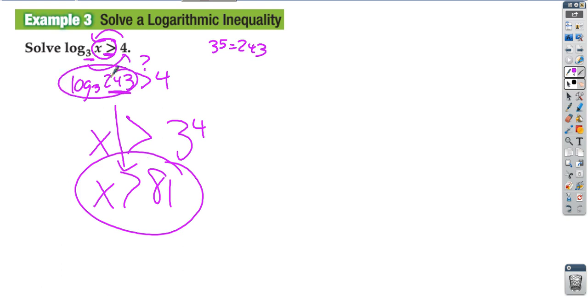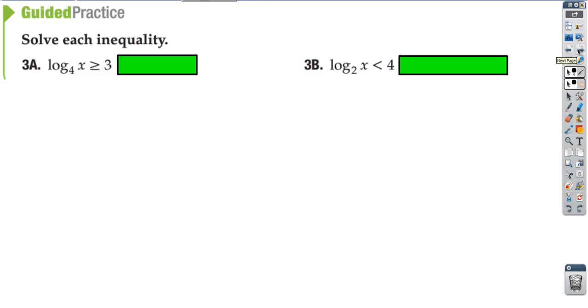And this number actually equals 5. So you get 5 is greater than 4. That is true. So that's a good way to check. Just pick a number bigger than 81 and plug it in, see if you get something true. Okay, let's do 3b, because 3a is very similar to what we just did.